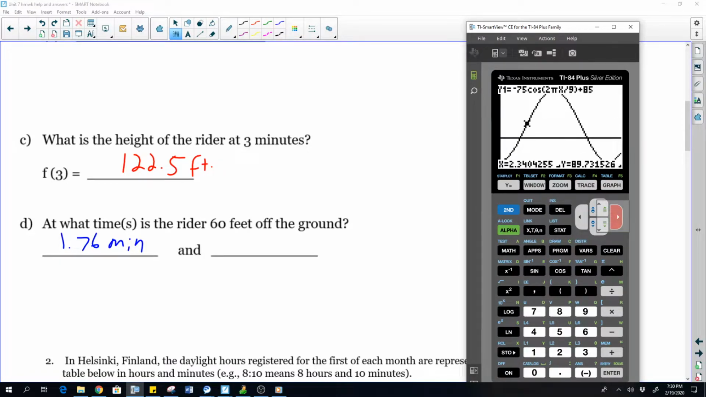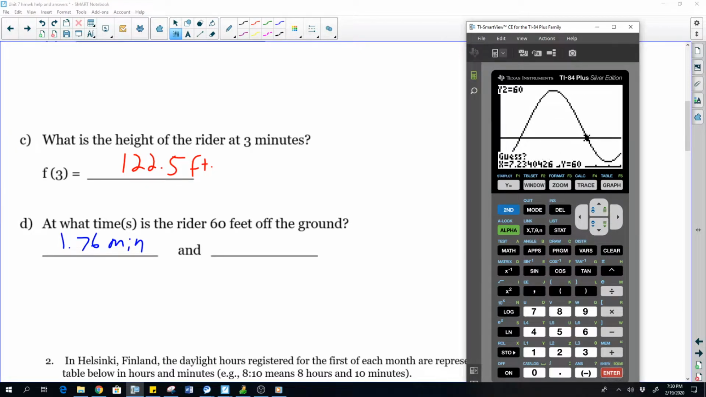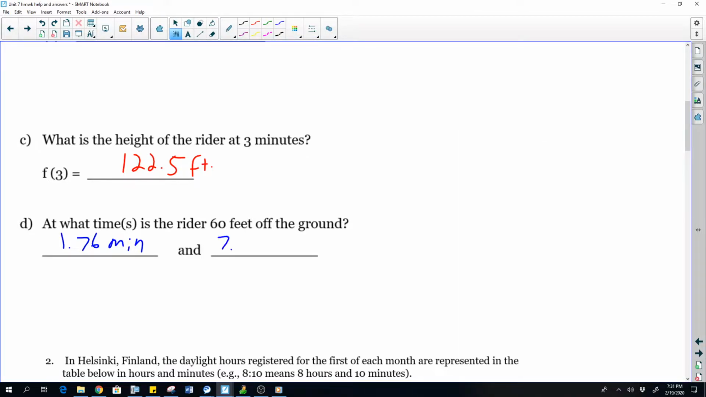Okay, then we'll go back to our calculator, and we'll go and trace again. And so we'll go and trace over there, going down the roller coaster. Okay, whoa, too far. Oh, cool. Okay, 7.23 is probably right. That looks spot on. But just in case, we'll do second calc, option 5, intersection, and we'll go enter, enter, enter. And so our intersection is at 7.23. So 7.23 minutes is also where we are 60 feet off the ground. Beautiful.